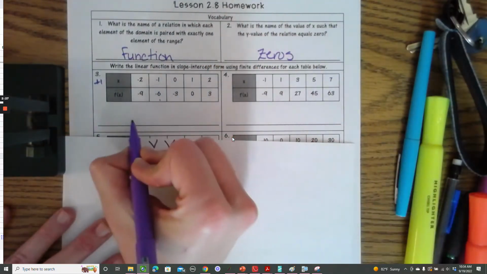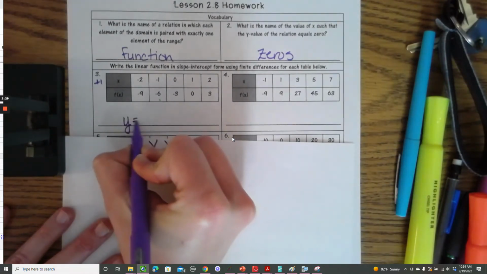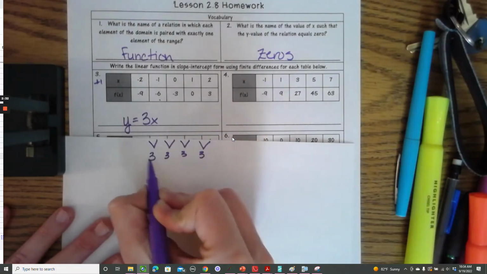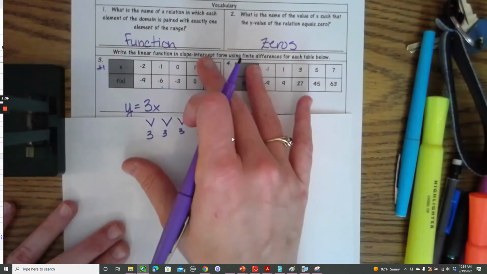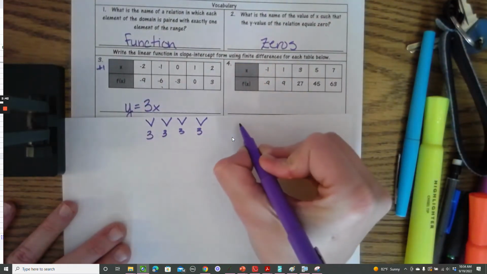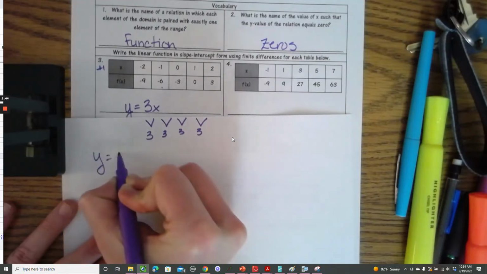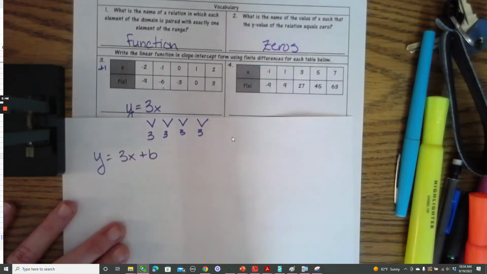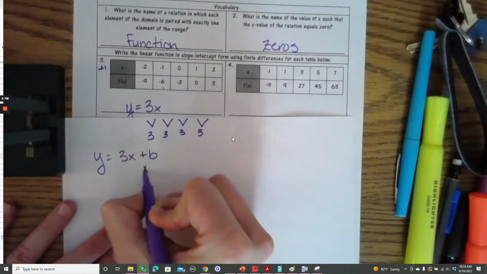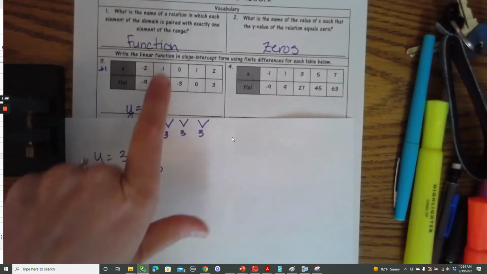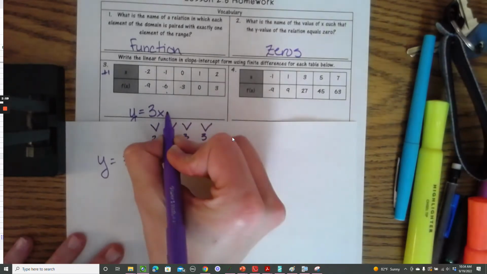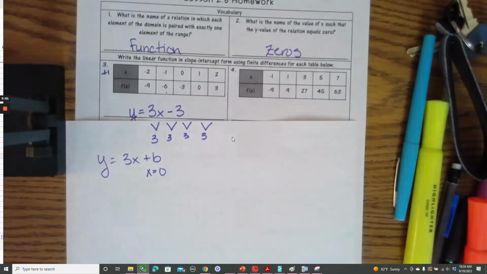That's all that is. So we're writing these in slope-intercept form. So that means we're going to start with y equals 3x. That's my slope. And then the y-intercept is the one that we've got to find by hand. So we know we've got y equals 3x plus b. Now, the b is when x equals 0. Is that value in the table? Do I have an x is 0 in the table? Yes. So that's my y-intercept.